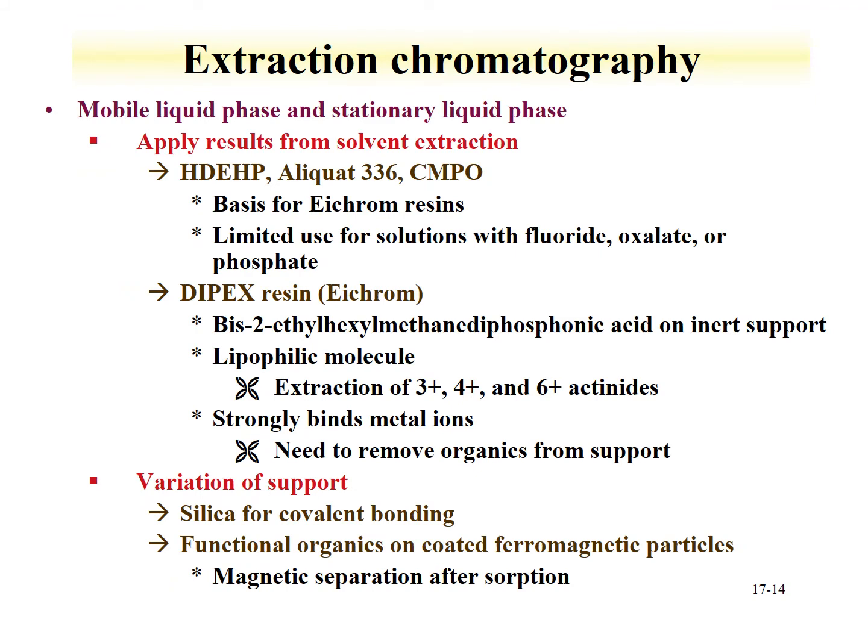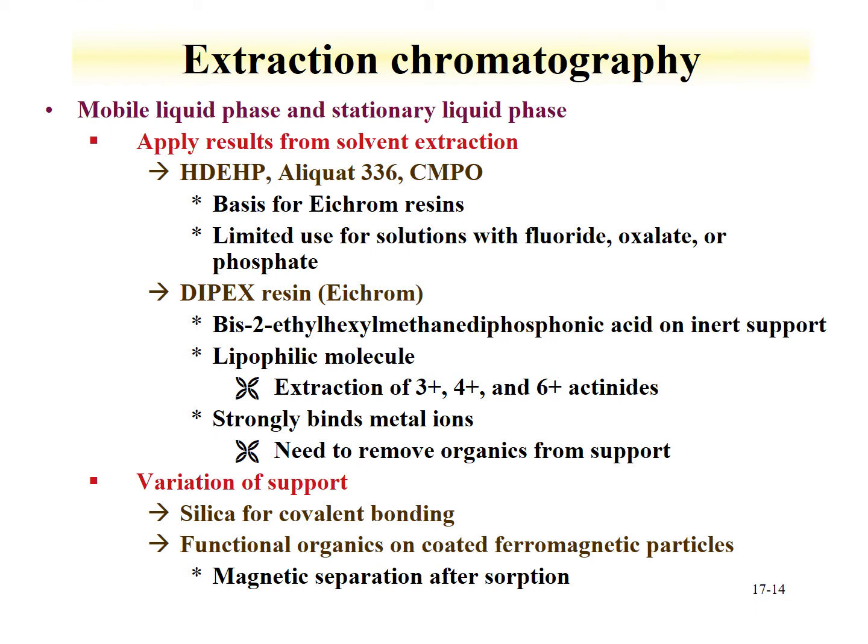Extraction chromatography is also performed with americium. One can think of extraction chromatography as combining solvent extraction and ion exchange, where there's a mobile liquid phase, generally the aqueous phase, and a stationary liquid phase, generally represented as the organic. So for the americium work, you can apply studies that were performed with the organic ligands such as HDEHP, CMPO, and Aliquat 336, and these are the basis of Eichrom resins.